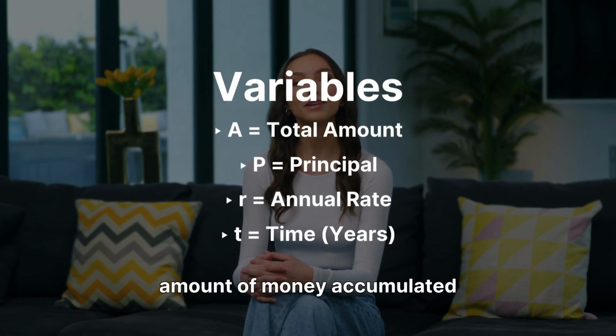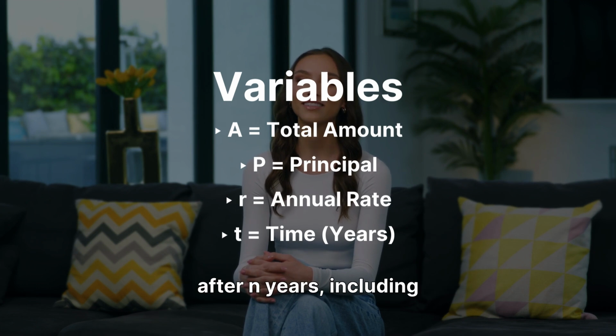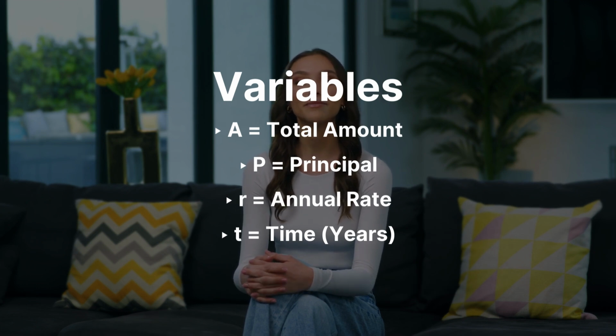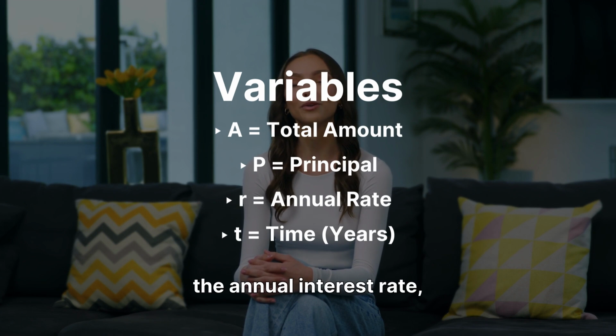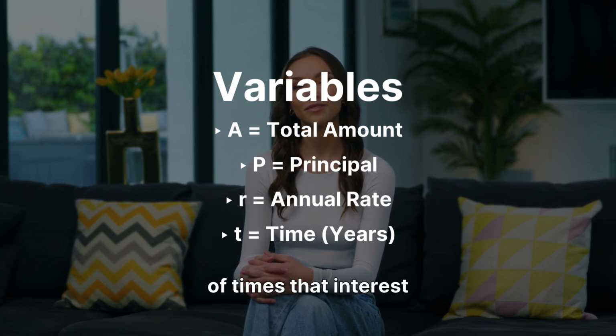Here, A is the amount of money accumulated after N years, including interest. P is the principal amount. R is the annual interest rate. N is the number of times that interest is compounded per year. And T is the time in years.